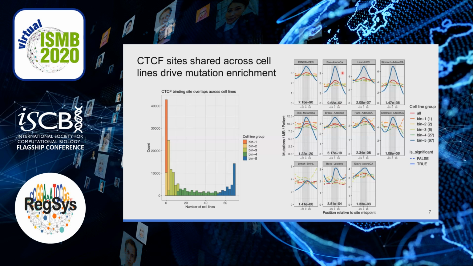And for example, if we focus on esophagus adenocarcinoma, what we see here is that bins 1 to 4 are relatively flat, whereas the red line corresponding to all CTCF sites shows a modest enrichment. But when you only look at bin 5, these highly shared sites, you see a very dramatic enrichment within the CTCF binding sites and a depletion in the flanking regions. And so this suggests that the CTCF binding sites highly shared across cell lines are actually driving this mutation enrichment.